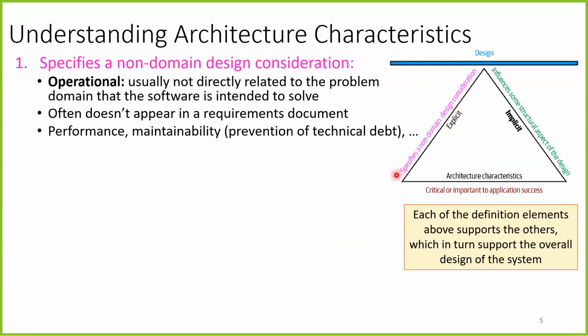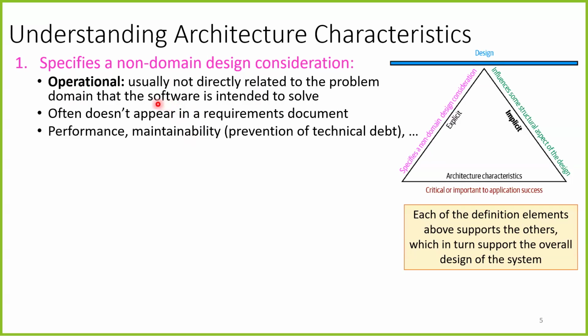The first thing is this specifies a non-domain design consideration. So it's more like operational things. Non-domain means it's not really related to the problem you are solving. Maybe you have a bank application, maybe you have a pizza delivery, maybe you have Uber or something. These are non-domain design considerations because you need reliability. You need things, so you will consider those operational things.